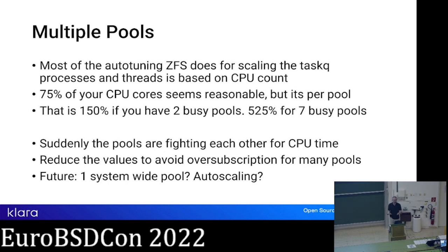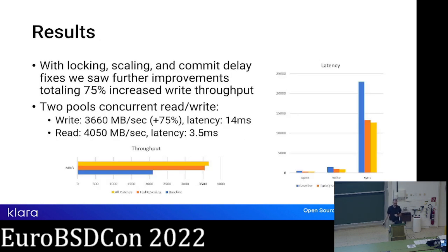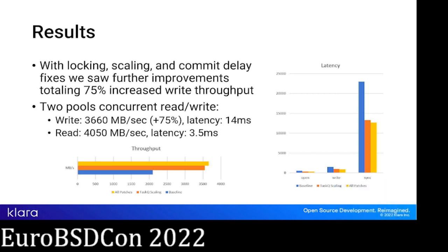And then you end up with the pools fighting each other for CPU time and reducing your overall performance by a lot. So with those patches, we got another 5% or so, and we're at about 3.6 gigabytes per second of writes. And so from this graph, you can see the sync time in blue went way down compared to before, because we were getting more of that work done and not spending a bunch of time trying to optimize it.